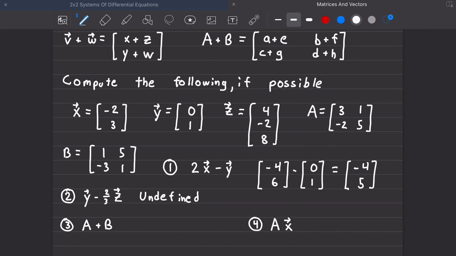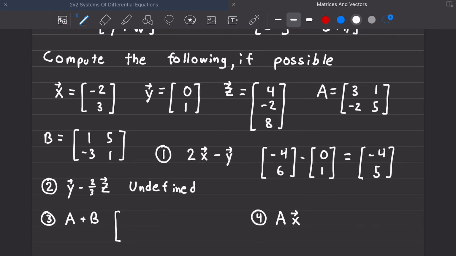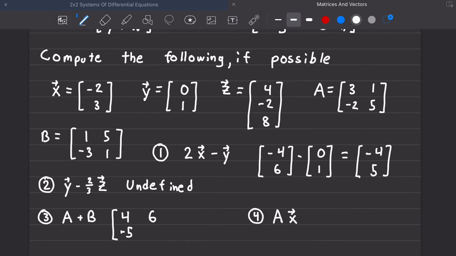And then the last one I think is a pretty easy one. We're just doing a plus b. In this case, they're both 2 by 2 matrices, so that's completely defined. And so for the first two elements, it's going to be 3 plus 1, we'll call that 4, 1 plus 5, 6, -2, -3, -5, and then we have 1 and 5, which is going to be 6 again. Nice.